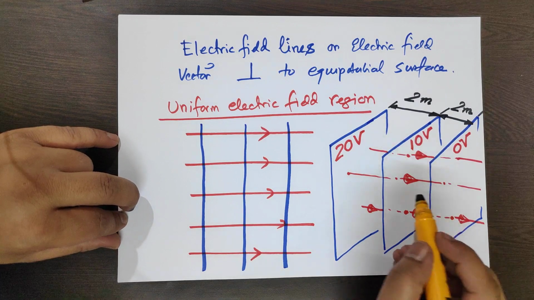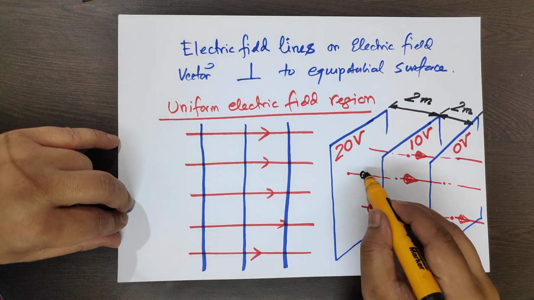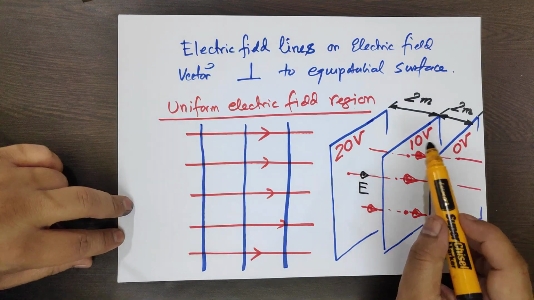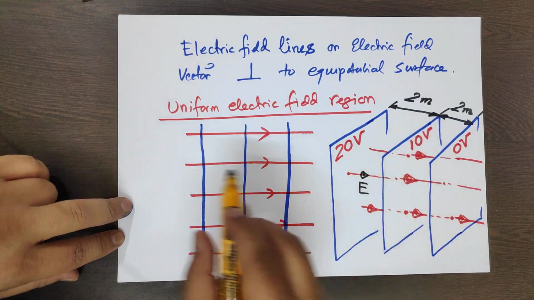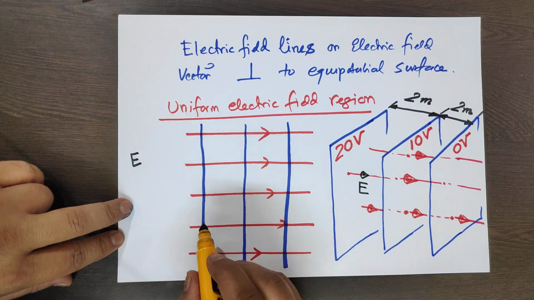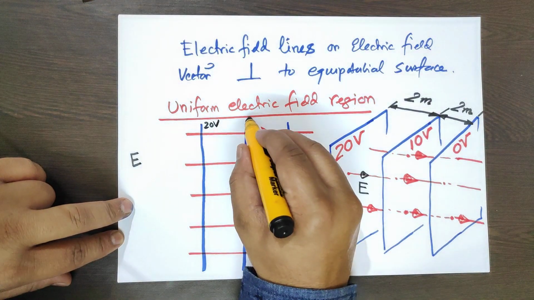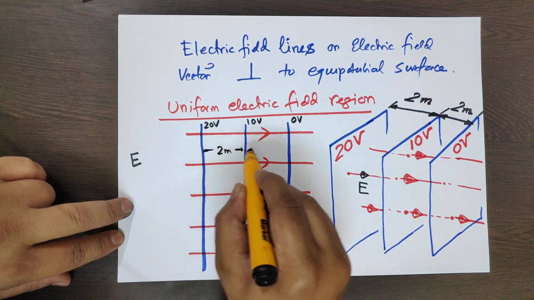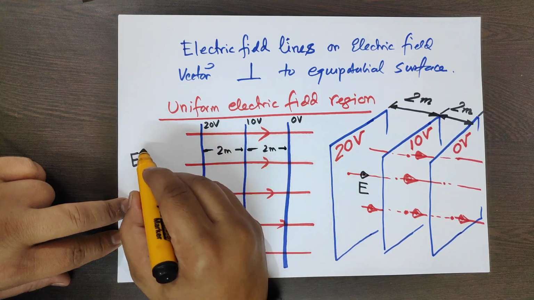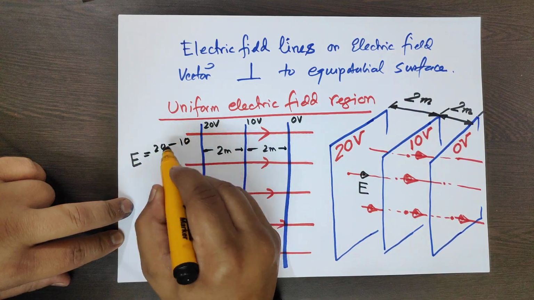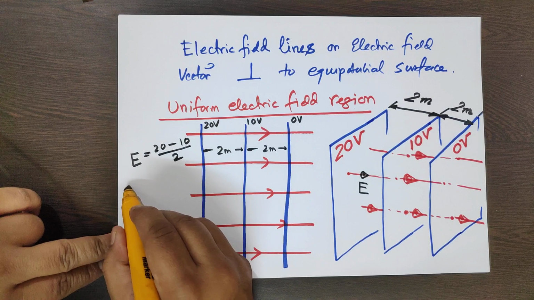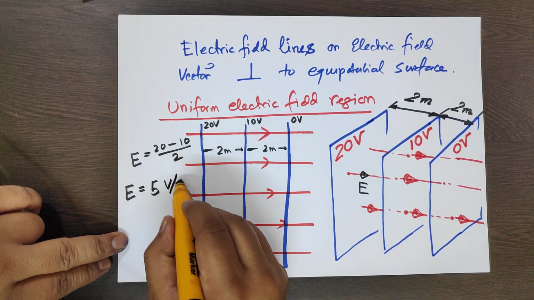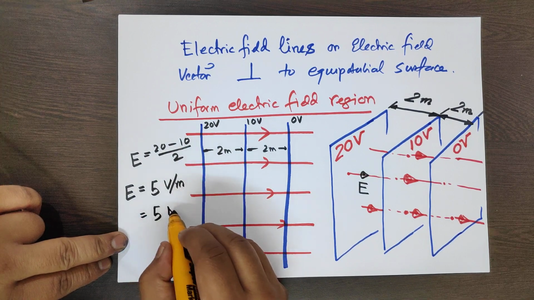Uniform electric field. So what is the value of the field? What is the magnitude of the field here? From this, the field is equal to how much? 20 minus 10 by 2. So here in this diagram, it is 20 volt, 10 volt, 0 volt, and this is 2 meter, this is also 2 meter. So E equal to 20 minus 10 by 2, that is 5 volt per meter or 5 Newton per coulomb.